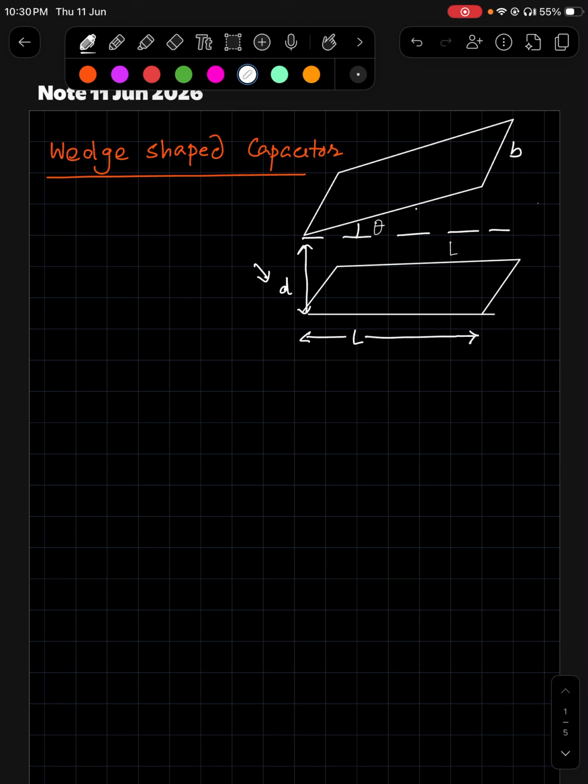One condition is already given in the question: that theta is very, very small, in the sense that theta is very much less than pi by 6.